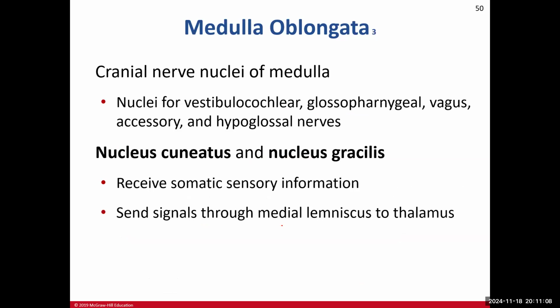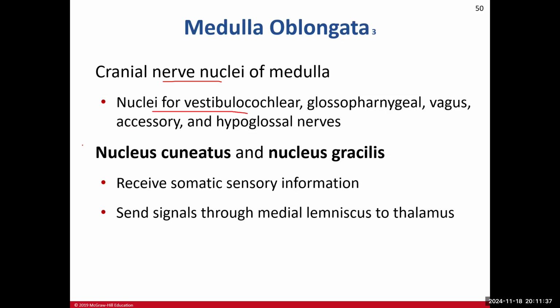Okay, so in the medulla oblongata, we're going to see more of our cranial nerve nuclei. So you're going to see some nuclei from cranial nerve 8, vestibulocochlear, glossopharyngeal, which is cranial nerve 9, vagus, cranial nerve 10, accessory, which is cranial nerve 11, and hypoglossal, which is cranial nerve 12. So we're going to see the nuclei for those cranial nerves in those locations.